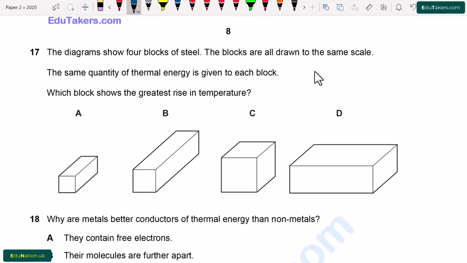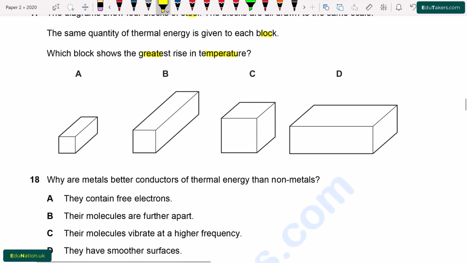Question number 17. The diagram shows 4 blocks of steel. The blocks are all drawn to the same scale. The same quantity of the thermal energy is given to each block. Which block shows the greatest rise in temperature?